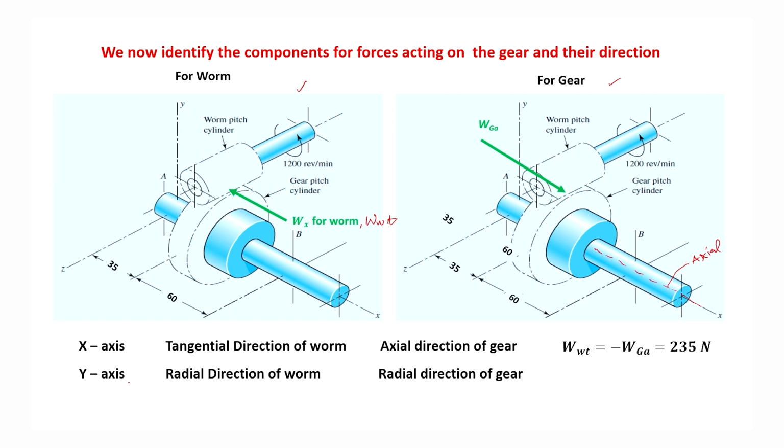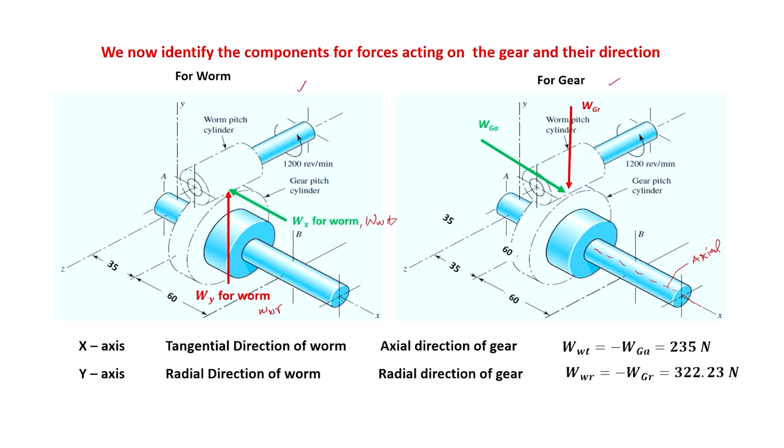Then, along the y direction, the y direction for the worm is the radial direction, and the same is for the case of gear. It means the force which is acting on the worm in the y direction is WWR. Opposite to this force will be the reaction on the gear, which is shown here, and this is again the radial direction for the case of gear, and so it will be WGR. Their directions are opposite, and so we will say that WWR is equal to minus of the WGR.